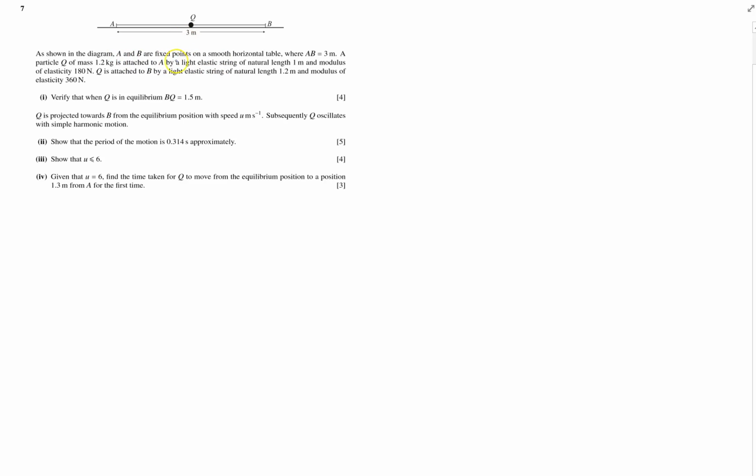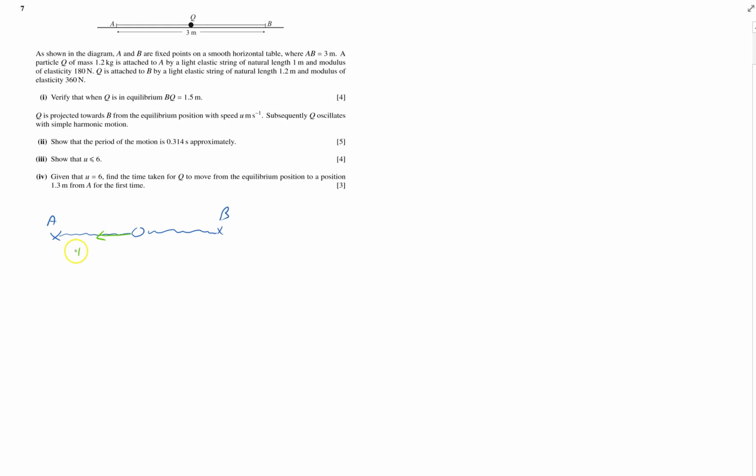Okay, set up right here, two different strings. So it goes from A to B, and at the middle, in equilibrium, it's 1.5. So that's what I want to show. Put that in the middle, like so. Let's put the tensions in there.